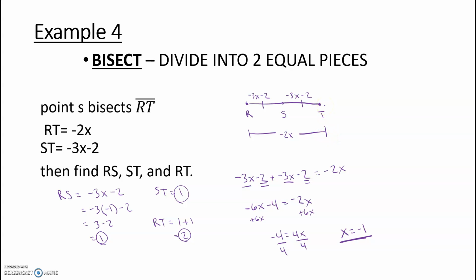So that kind of used a lot. That used bisecting, and that used segment addition postulate. So understand what pieces are equal. When you hear the word bisect, what pieces do you know are equal? When you hear the word midpoint, what pieces do you know are equal?